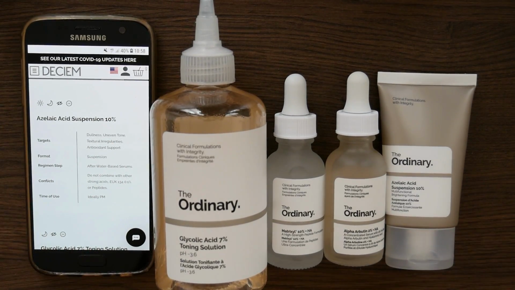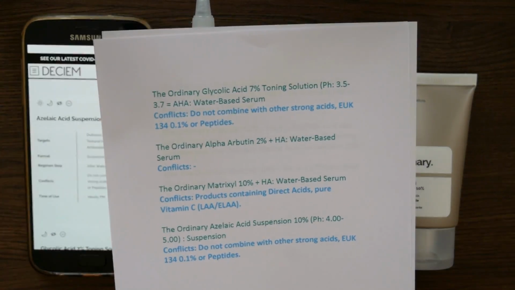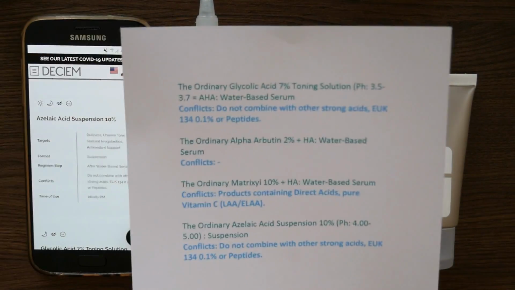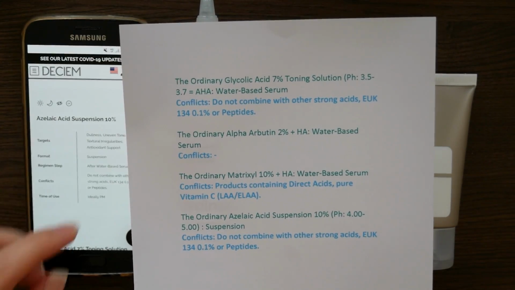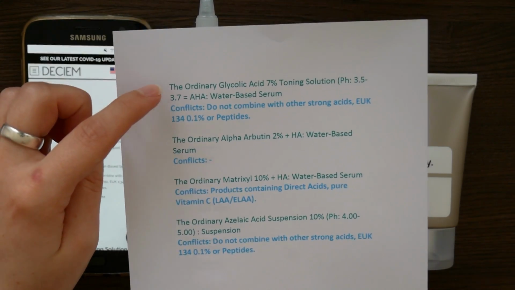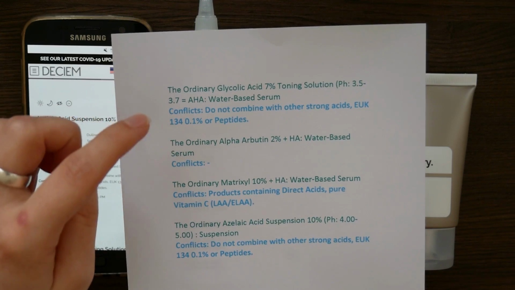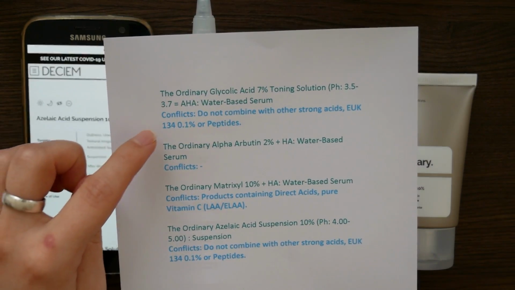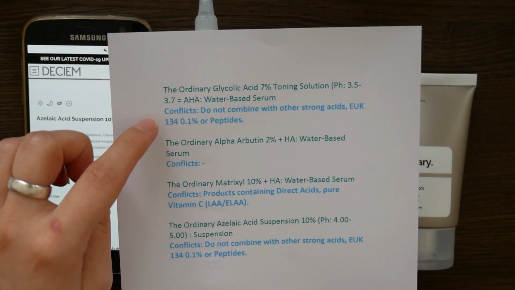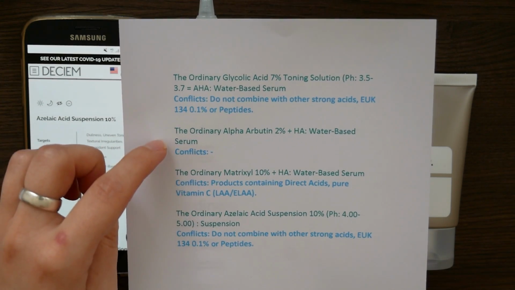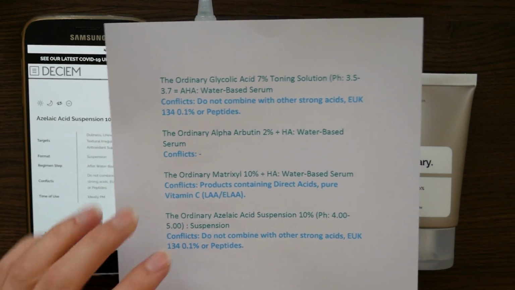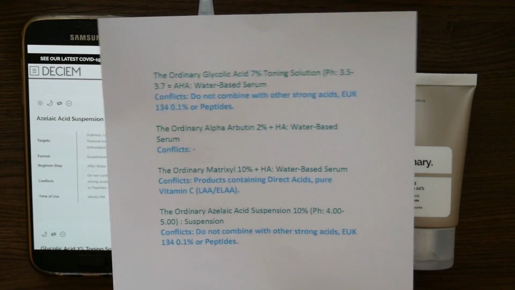Now, how do you write it down? Well, first of all, now we have covered all 4 products, so I would recommend writing them down. And so I have an overview now of what it is, that it's the glycolic acid toner, it's a water-based serum, and that I shouldn't combine it with strong acids, EUK, and peptides. And I've done it with all the 4 products, so that I have a clear overview.